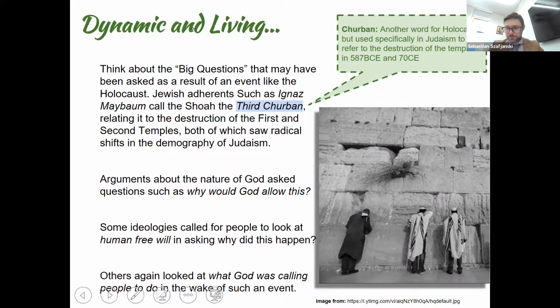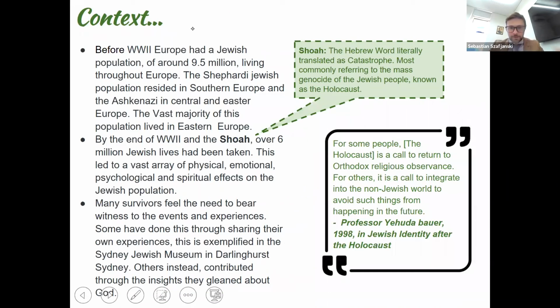Okay, let's move on. So let's have a brief look at context. Before World War II, Europe had a Jewish population of about 9.5 million living throughout Europe. The Sephardi Jewish population resided in Southern Europe and the Ashkenazi in the Central and Eastern Europe. The vast majority of this population lived in Eastern Europe, but by the end of World War II and the Shoah, over 6 million Jewish lives had been taken. You see that's a massive chunk of their whole population.